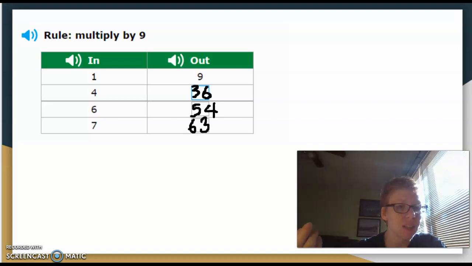So you're going to practice this method in the next few tasks. Just make sure you're following the rule every single time. Good luck!